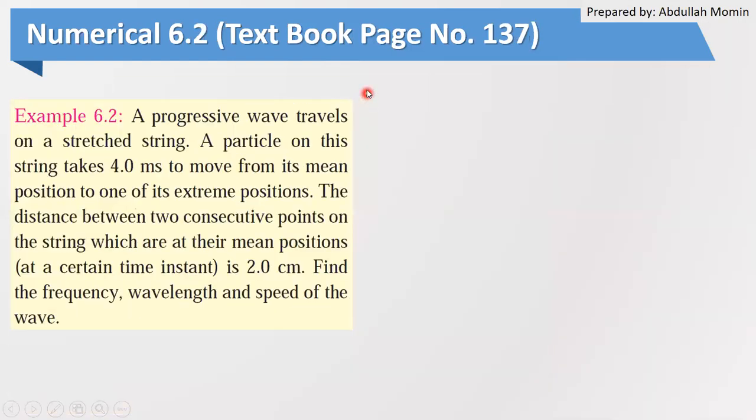Now moving to the next numerical, which is 6.2, and it is on textbook page number 137. So what is the question? A progressive wave travels on a stretched string. A particle on this string takes 4 milliseconds to move from its mean position to its extreme position.